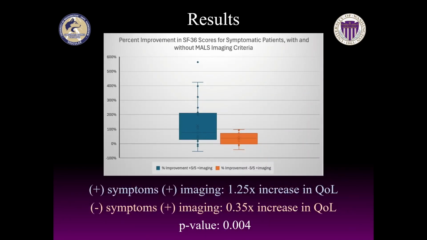We observed that those with imaging findings without meeting symptom criteria experienced an average of a 35% increase in quality of life. However, those with both imaging findings and the classic symptoms experienced more than a doubling of quality of life score, with SF36 scores increasing by over 125%. This reached a significant difference between the two groups.